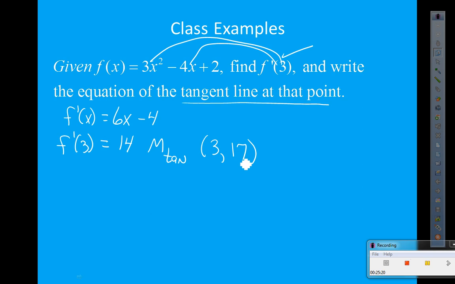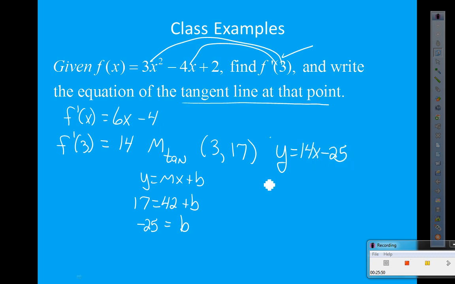Now we're ready to write the equation of the line. y equals mx plus b. y is 17. m is 14. x is 3. So that looks like 42 plus b. Looks like b is going to be negative 25. So the equation of the tangent line is y equals 14x minus 25. And then we got it. So just like we did before, we're just getting it quicker.